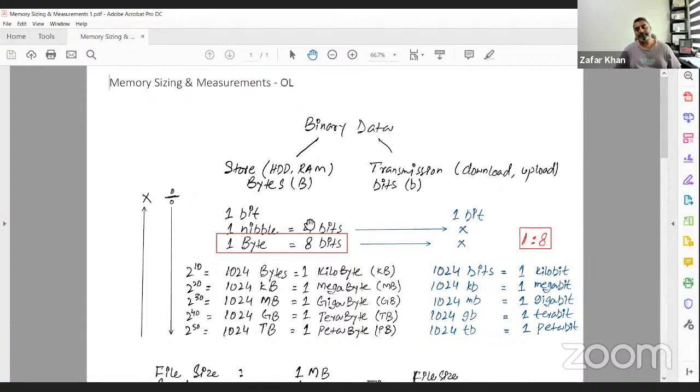So get used to it. You should be familiar with this scheme, and this is what is expected for your syllabus throughout paper 1 and paper 2.